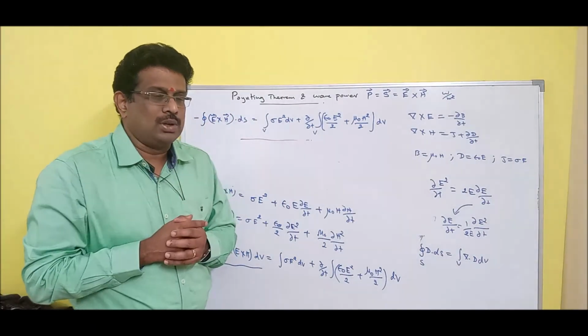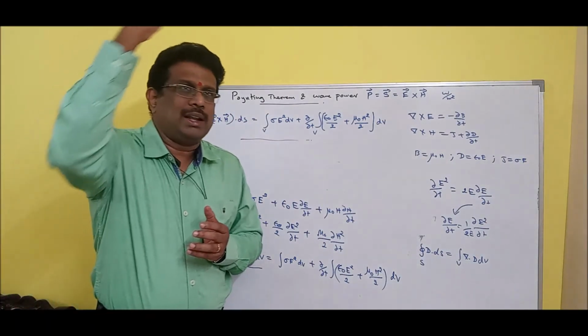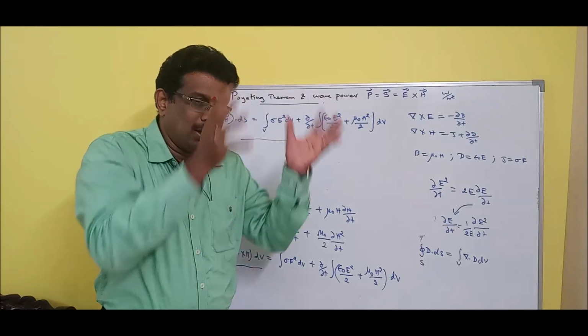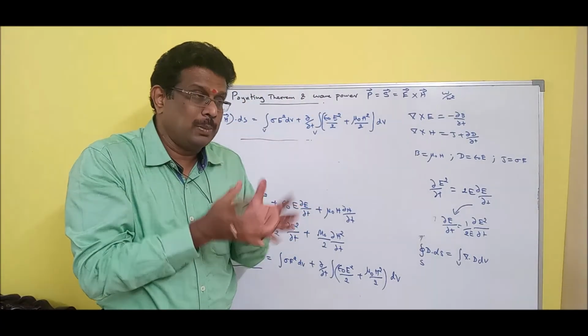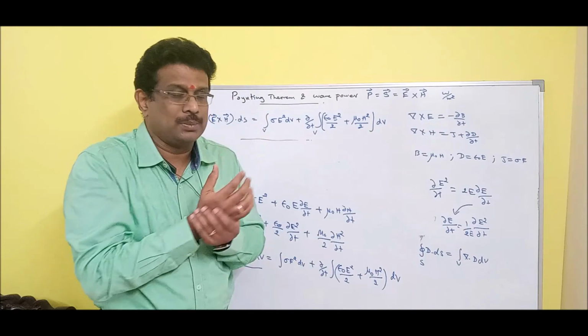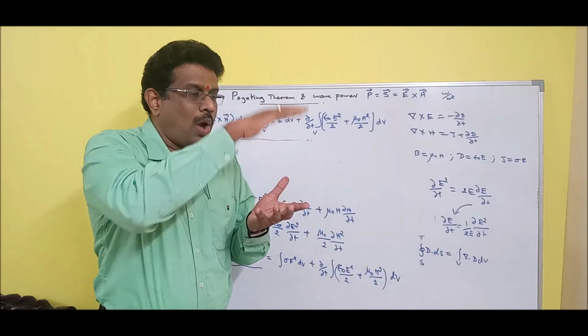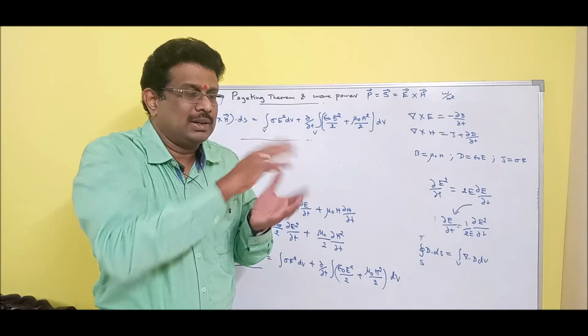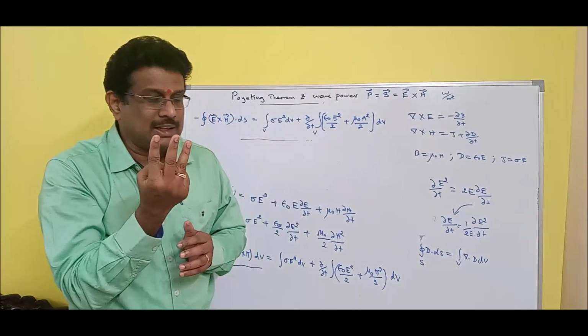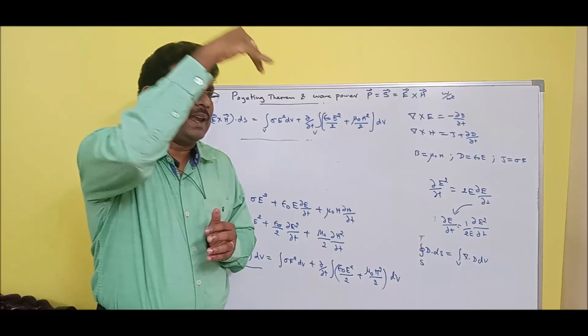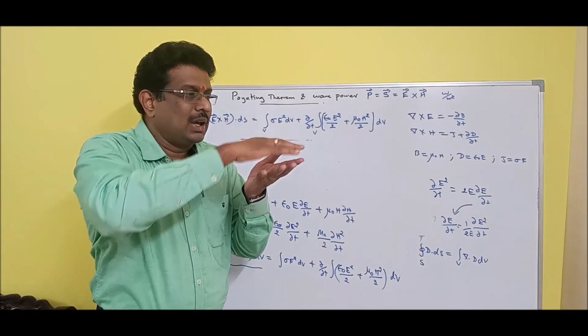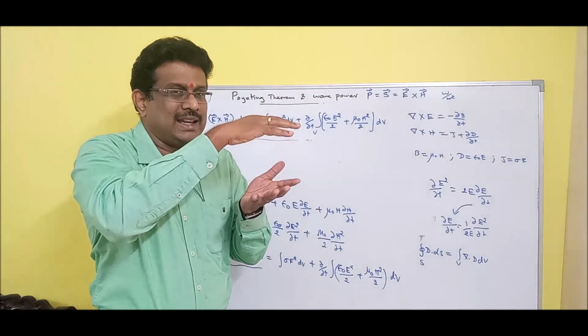Three terms I am going to define. Water entering inside the football. What is a football? A closed surface which has a volume. Water entering inside the football. Second term, water stored in the football. Third, leakage. Three terms, carefully listen: water entering inside the football, water stored inside, and leakage.